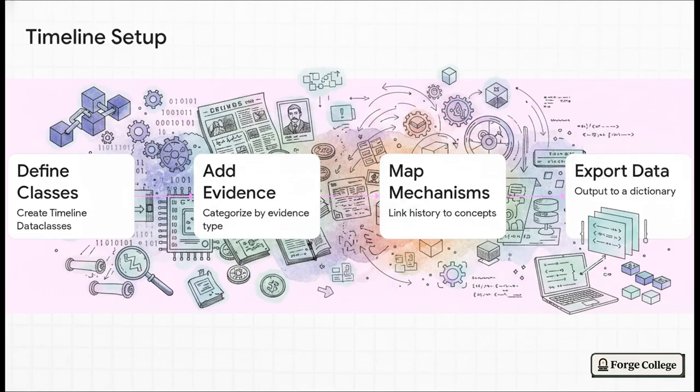First, you define your timeline data classes to create nice, compact, typed records. Second, you add your evidence items, categorizing them by type. Third, you explicitly map the historical mechanisms to modern concepts. And fourth, you just export everything to a clean dictionary structure. Breaking it down like this makes the concepts of timeline entry and evidence item classes feel incredibly approachable and super easy to synthesize later on.